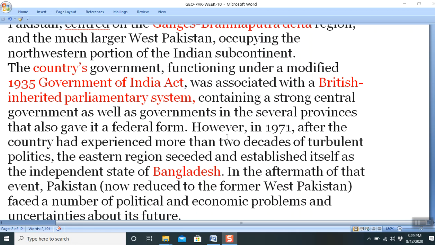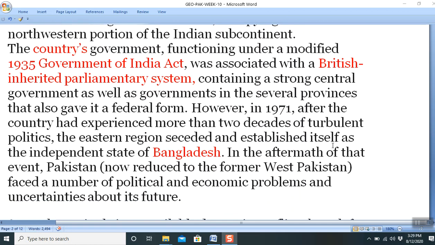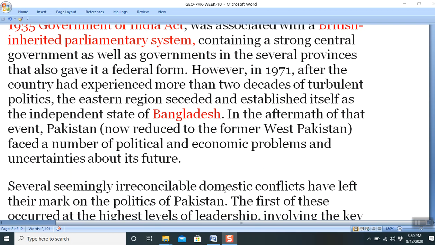form. However, in 1971, after the country had experienced more than 2 decades of turbulent politics, the eastern region seceded and established itself as the independent state of Bangladesh. In the aftermath of that event, Pakistan, now reduced to the former West Pakistan, faced a number of political and economic problems and uncertainties about its future. Fine. So this statement is dubious.